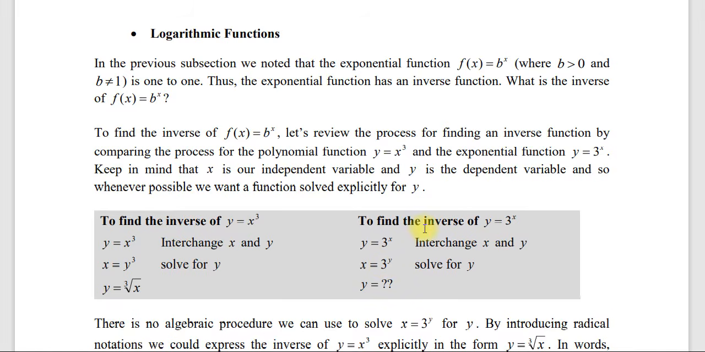Now when we come to the exponential function, we have y = 3^x. To find the inverse, we interchange x and y, so x = 3^y. Then solve for y.